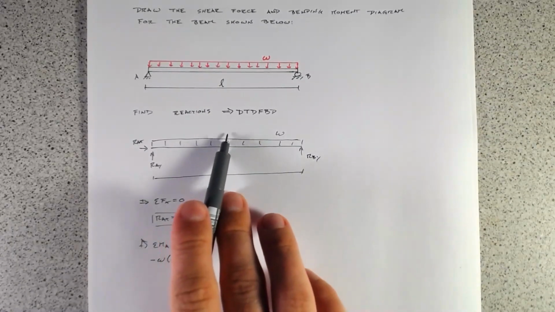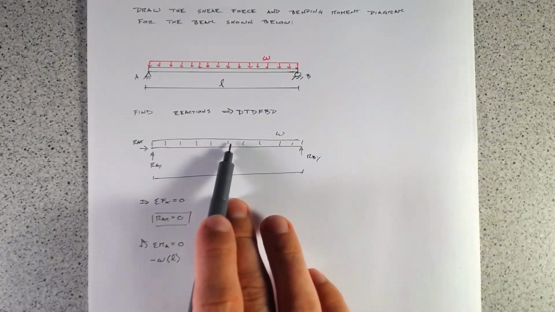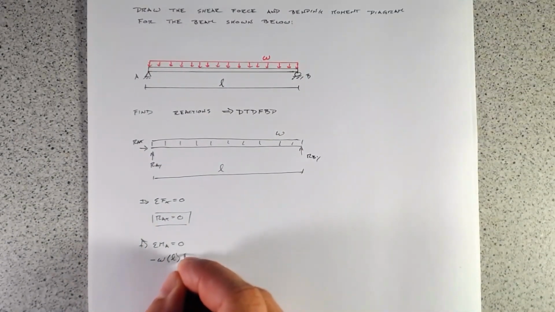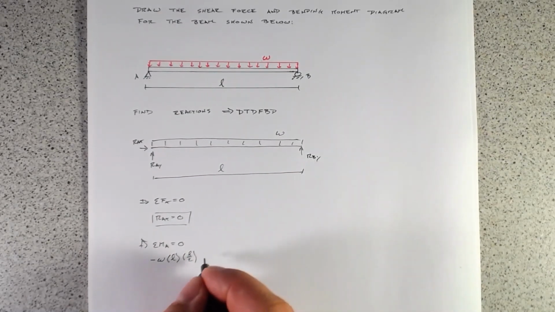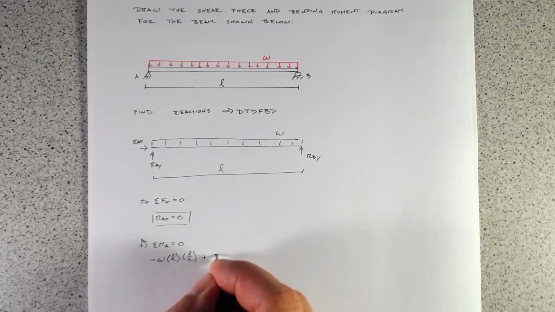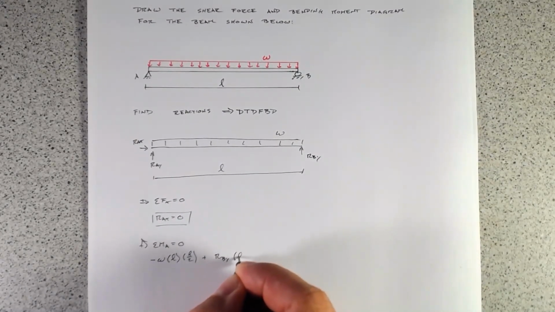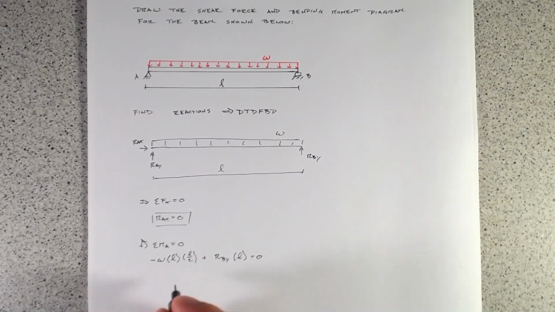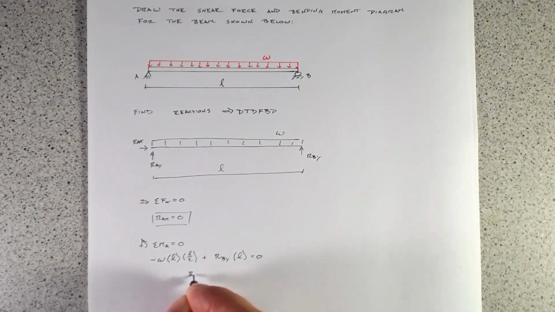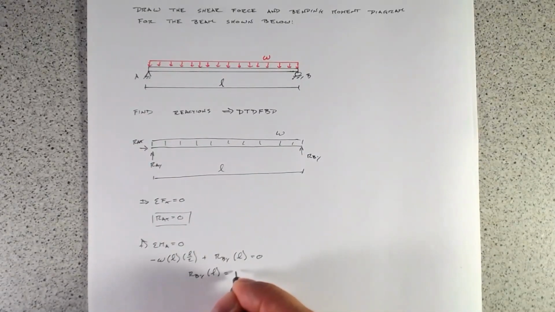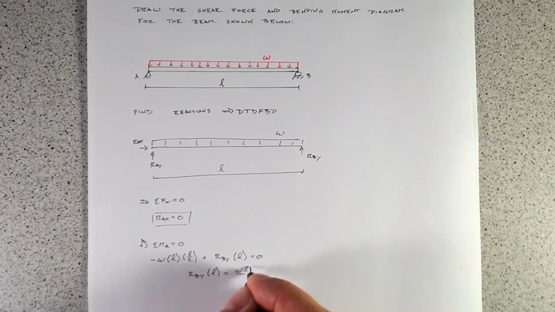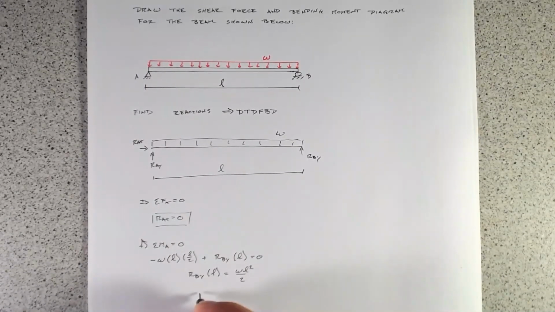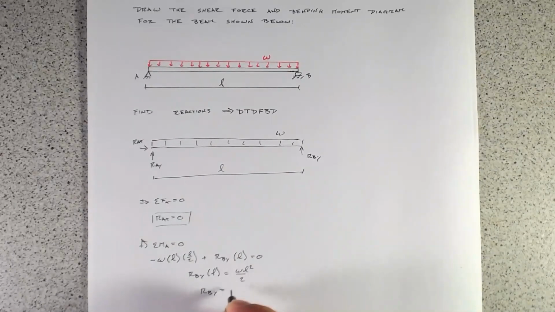And then the resultant force for this will act, because it's a uniform load, at L over 2. So it has a moment arm of L over 2, plus the reaction RBY times the distance L, and all of that has to equal 0. So let's do some algebra real quick. We've got RBY times L equals WL squared over 2. So RBY equals WL over 2.